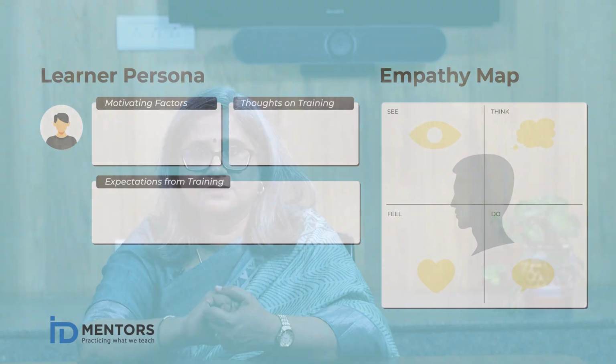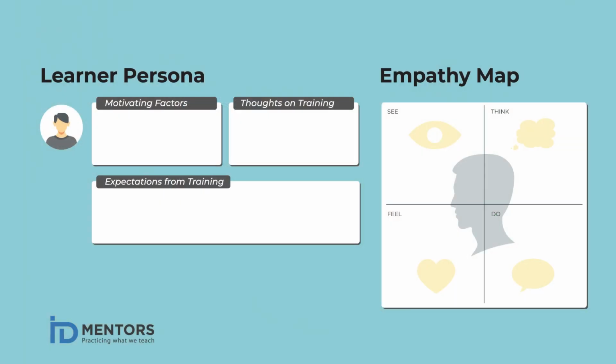This is a question that IDs must ask themselves always. And it is this question that IDs seek to find the answer to when they conduct the audience analysis. These days, there are templates to complete this task. Learner personas and empathy maps being the popular ones.